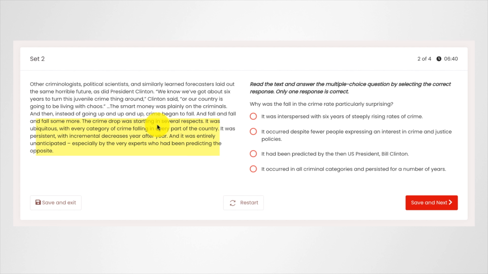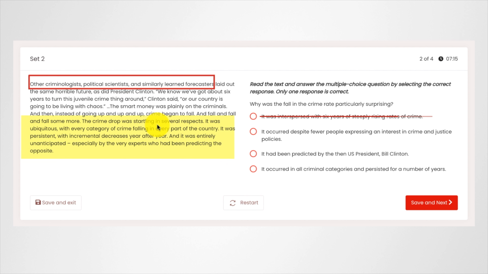The first option says it was interspersed with 6 years of steeply rising rates of crime. Nothing like this was mentioned in the part where we found our focus word, so we can eliminate this one. It occurred despite fewer people expressing an interest in crime and justice policies. Again, from the part where we started reading, nothing like this has been mentioned. And although we did not read the first sentence, in the first sentence and second sentence of the paragraph, we can actually see that there are many people interested in crime and justice policies. That's why this sentence is also wrong.